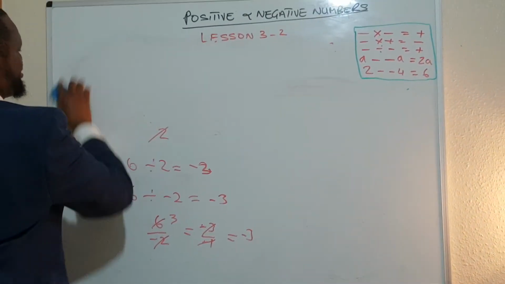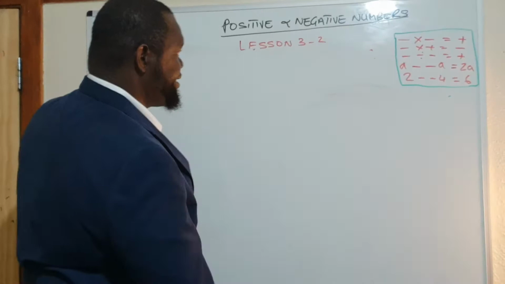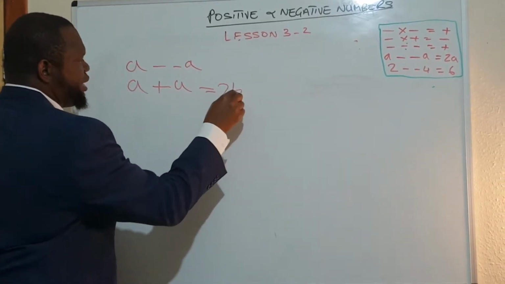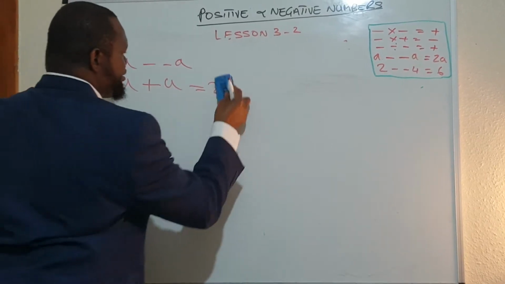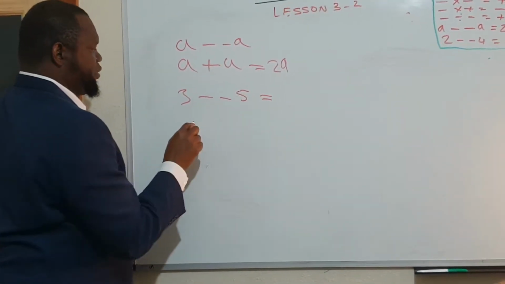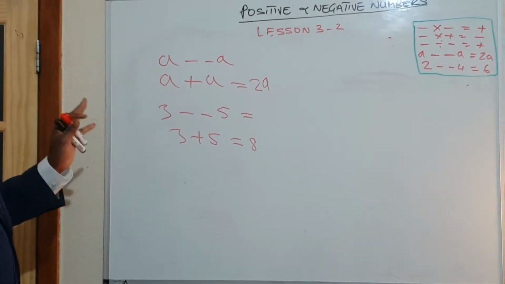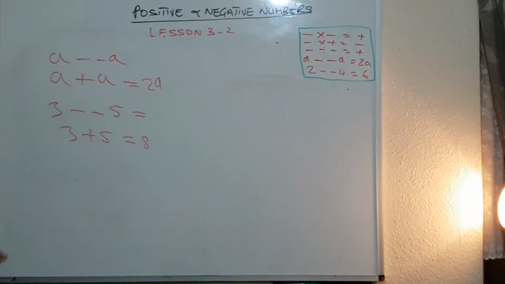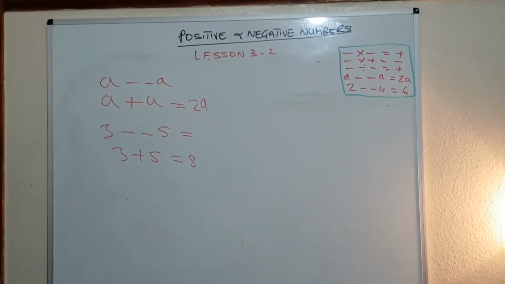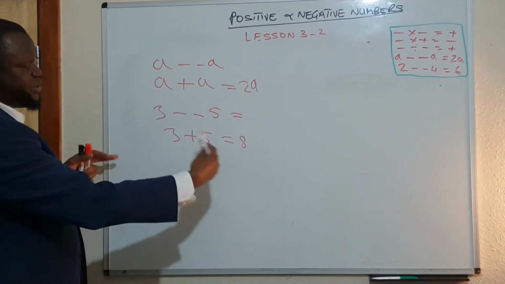Now, the last segment of this topic, boss, it's getting to 15 minutes. If you have a minus minus a, this will turn into plus. A plus a will be 2a. Same thing, if I say 3 minus minus 5, this is equal to 3 plus 5, which is equal to 8. This is the principle. The mechanics behind it, even I don't know. But negative, negative changes into positive. Two wrongs make it right. Minus in the middle will always become positive.